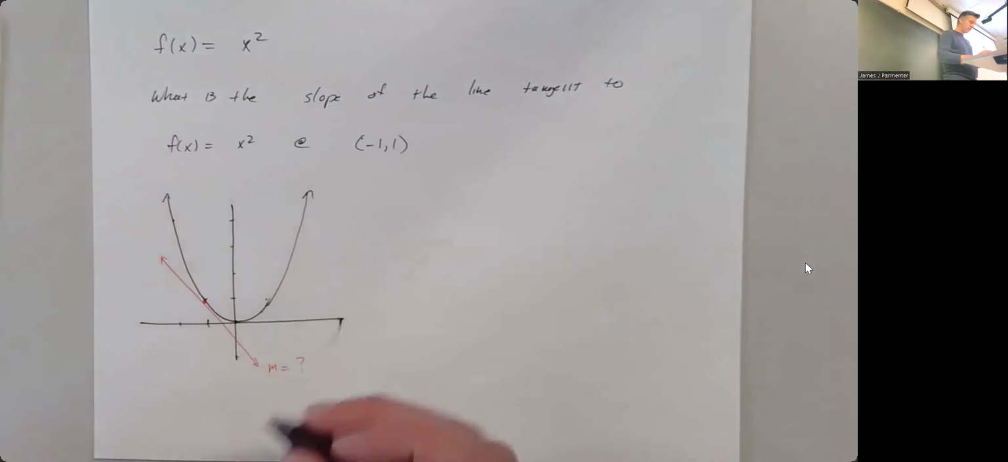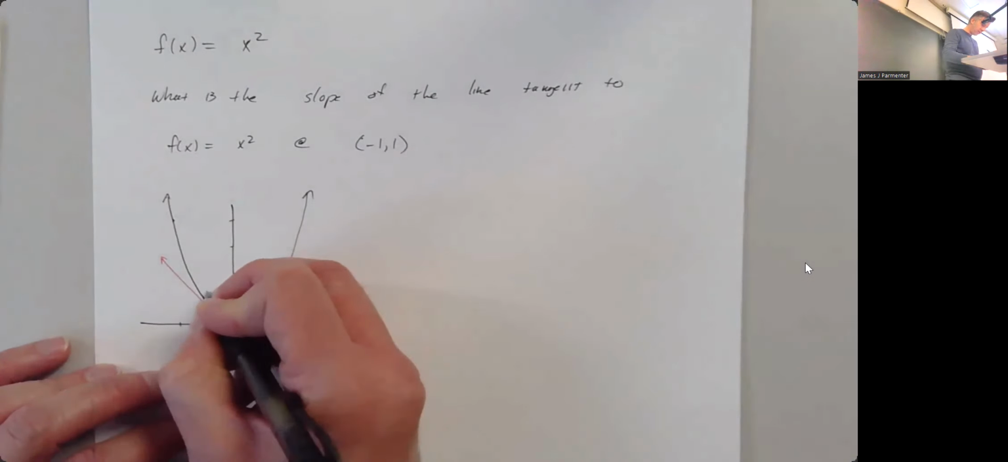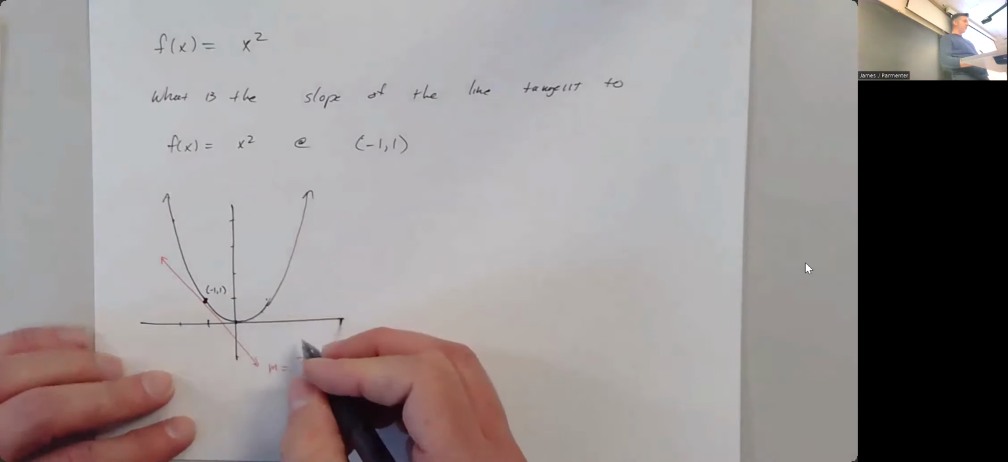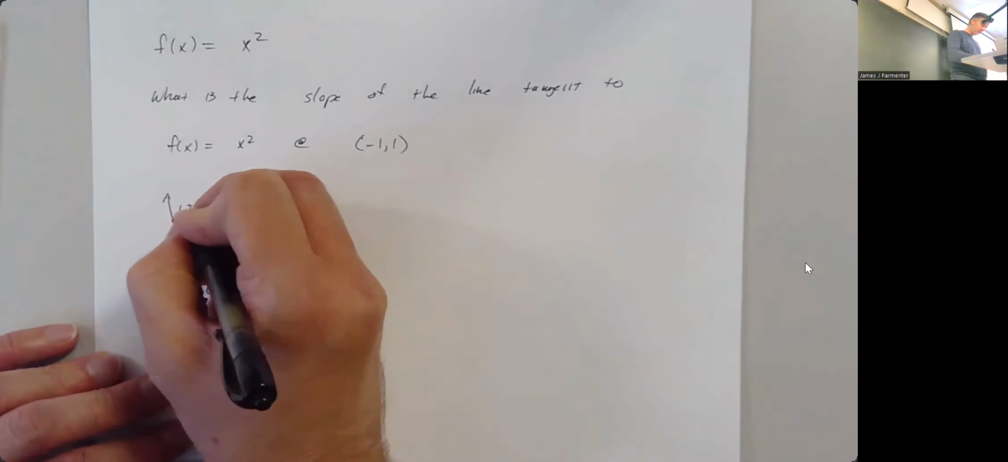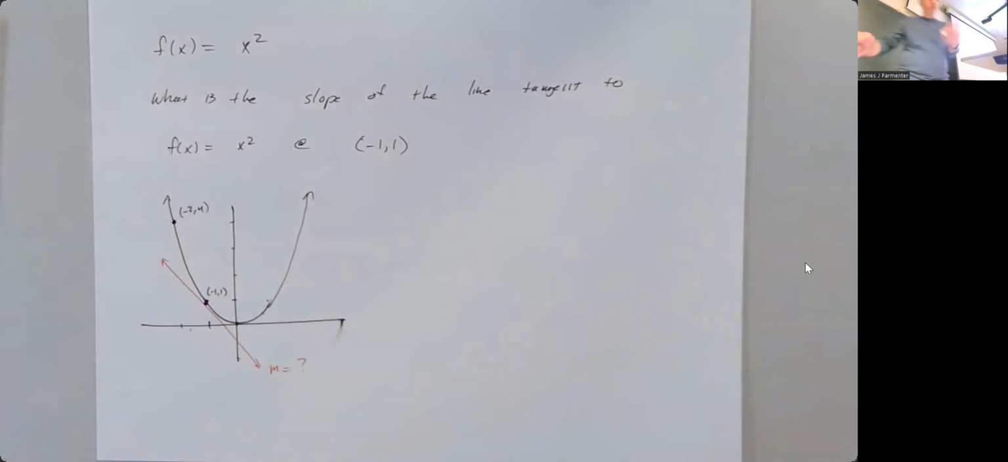So what we're actually going to do is we say, well, here's our point, -1, 1, and I'm going to pick another point over here, like -2, 4. And I have a ruler. I love using my ruler. Do I have my ruler? Yeah, it's just hiding beneath all these pens.